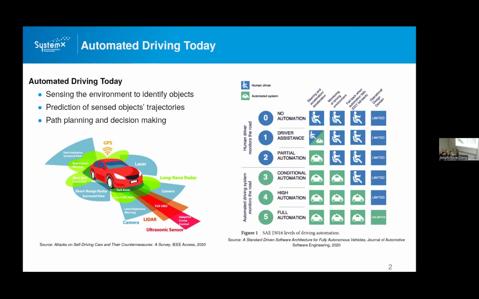So full automation is the fifth. We are very far from full automation nowadays. So Tesla autopilot is somewhere between two and three, just to give you an idea of where we stand.